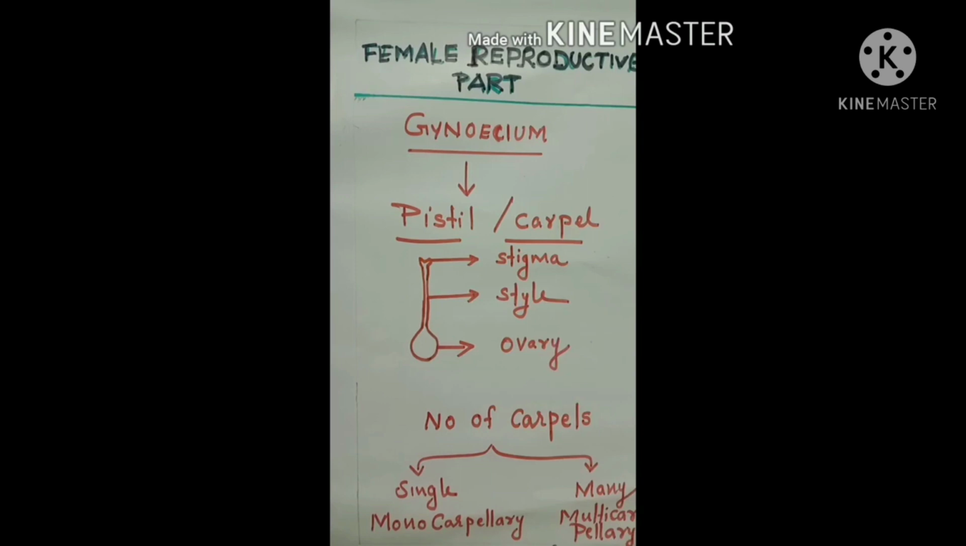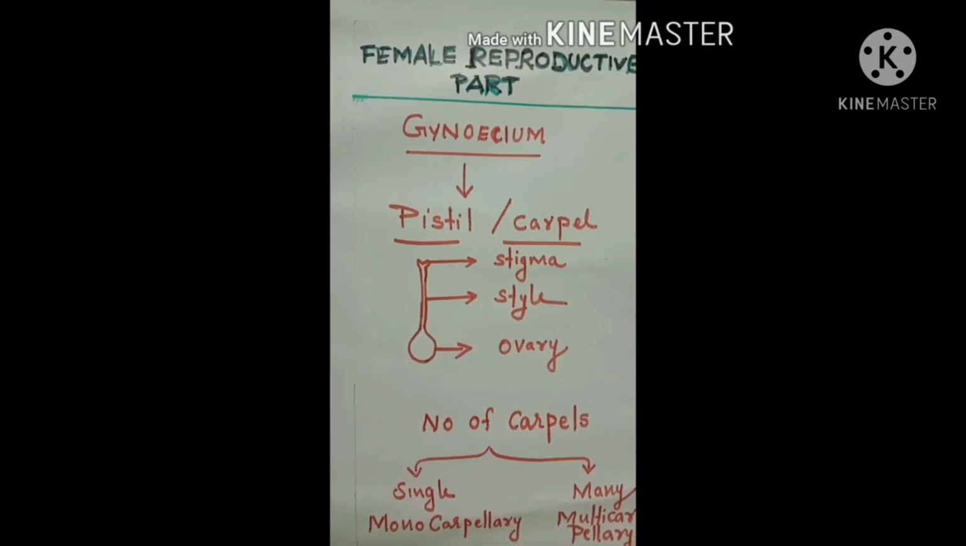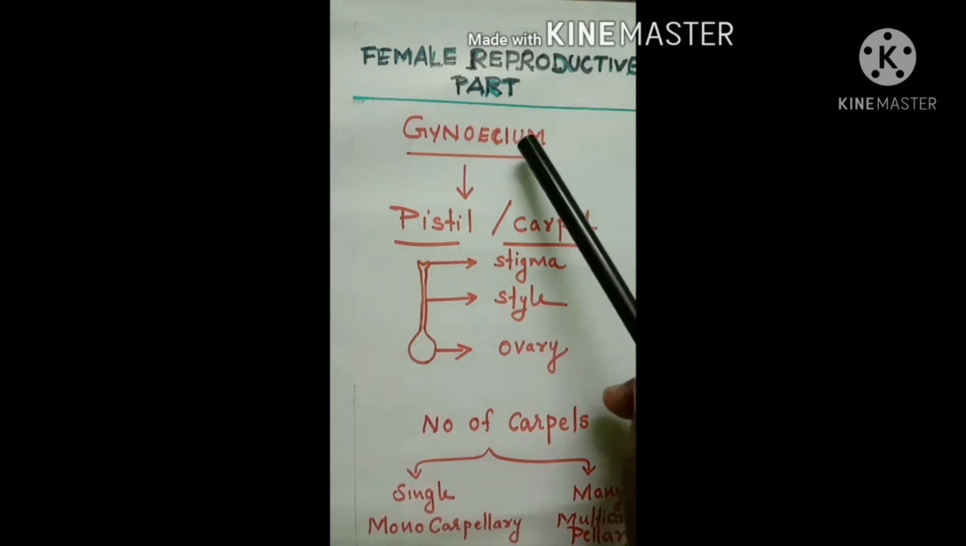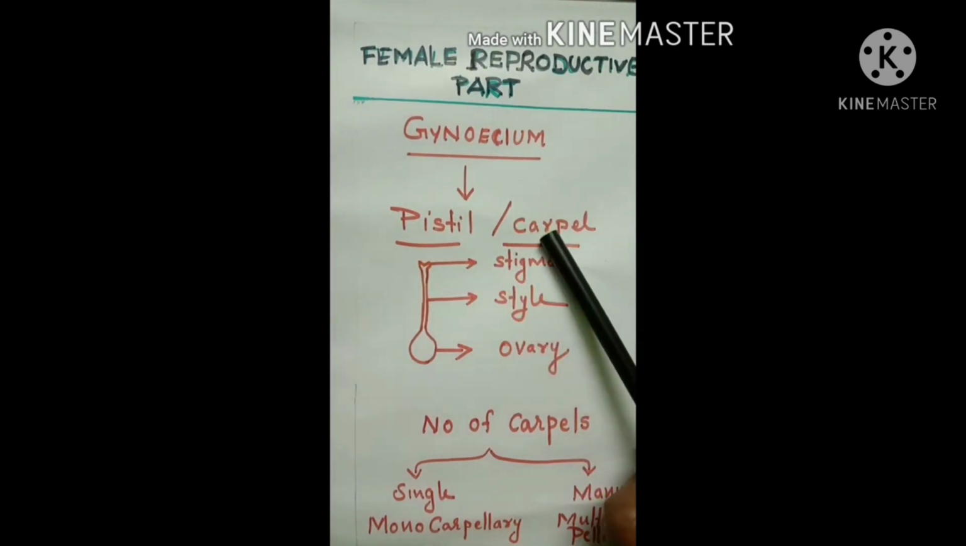In the previous class we studied the male reproductive part in angiosperms. Today we are going to study the female reproductive part in angiosperms. The female reproductive part in angiosperms is called a gynoecium. It consists of pistil, otherwise called a carpel.